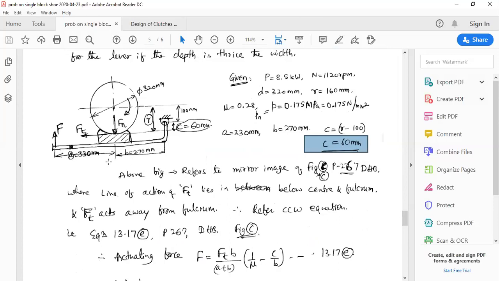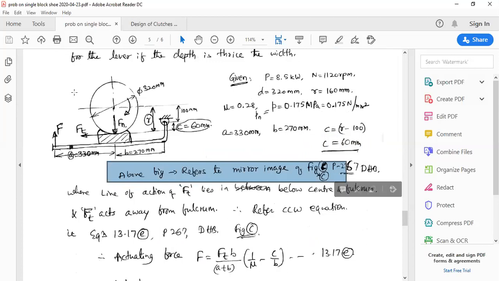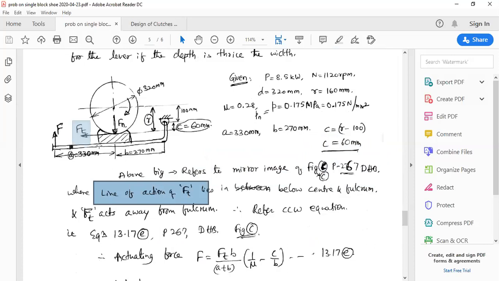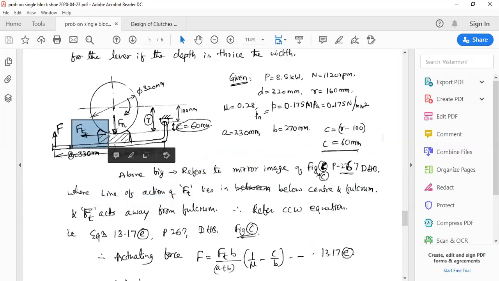The above figure is the mirror image of figure C, which is available in the data handbook, page number 267. Here the line of action of the tangential force Ft, which is not shown in the question statement, is the tangential component to this circle, the drum, and it acts away from the fulcrum point because it is rotating in clockwise direction.